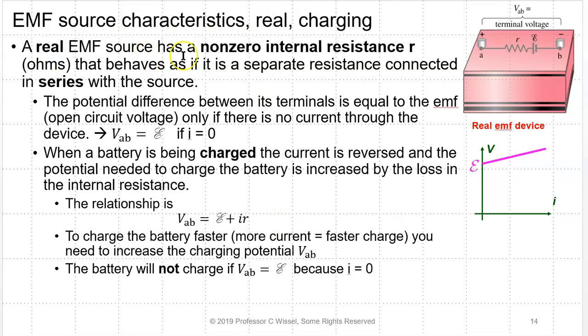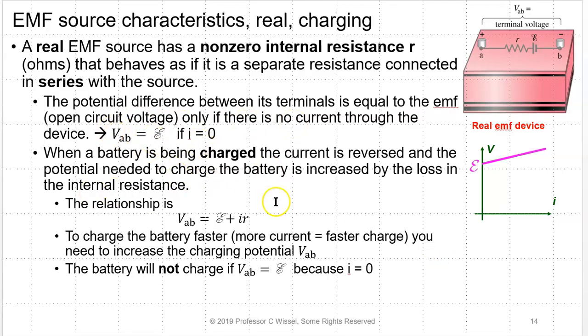A real EMF source has a non-zero internal resistance R in ohms that behaves as if it is a separate resistance connected in series with a source. The potential difference between the terminals is equal to the EMF, which is the open circuit voltage, only if there's no current through the device. That's the same as it was before. So VAB is E if I equals 0.